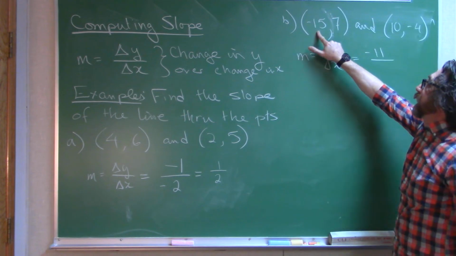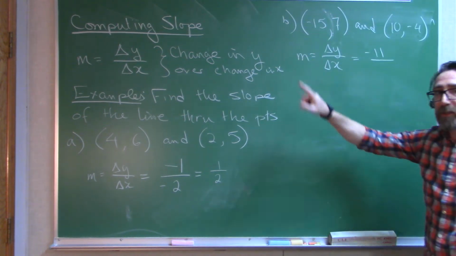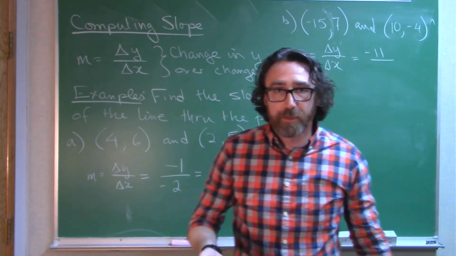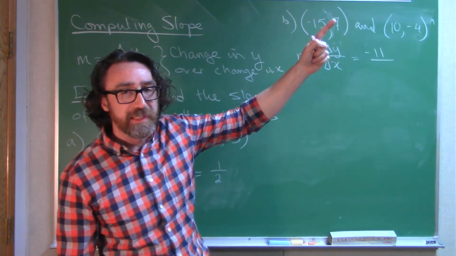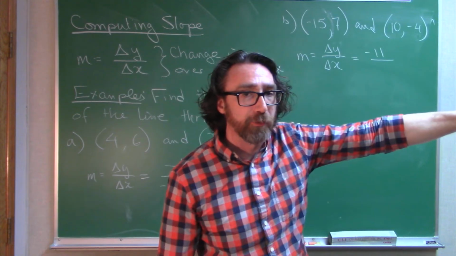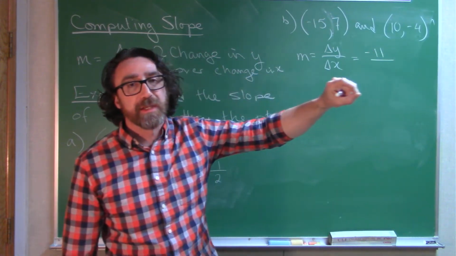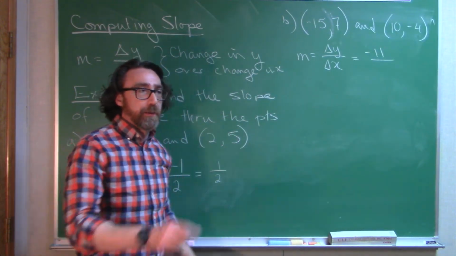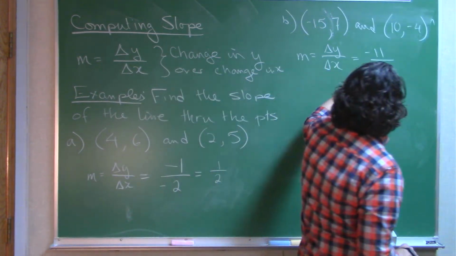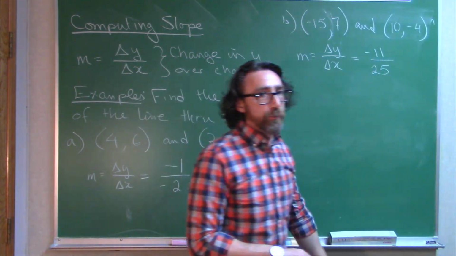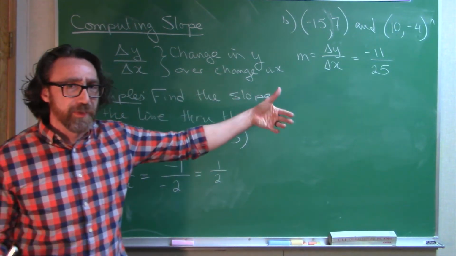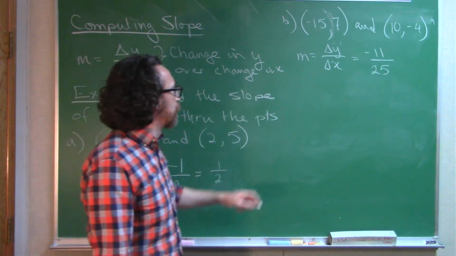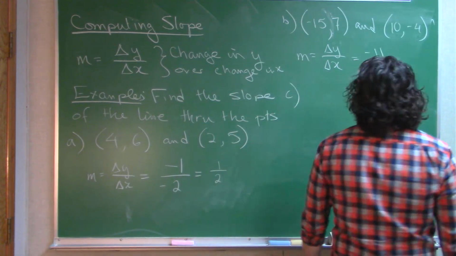The y coordinate dropped by 11 from here to here. Okay, let's look at the x coordinate. The x coordinate has increased. I started out with an x coordinate of -15, and I've gone to an x coordinate of +10. That's an increase of 25. So the slope is -11 over 25. Okay, I guess you could write the decimal version of that. I prefer to leave it as a fraction. Let's do 2 more.